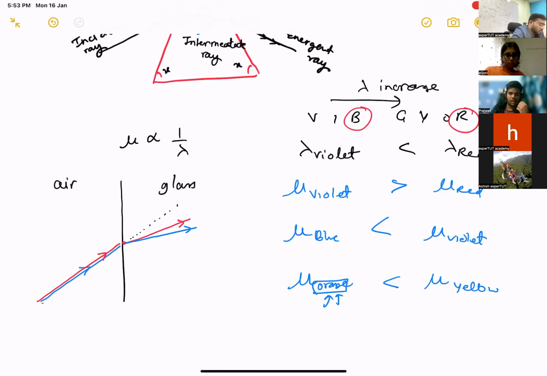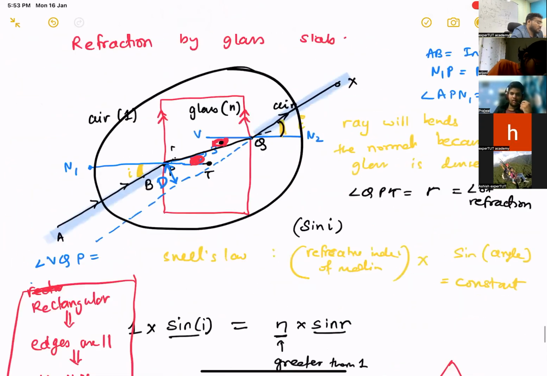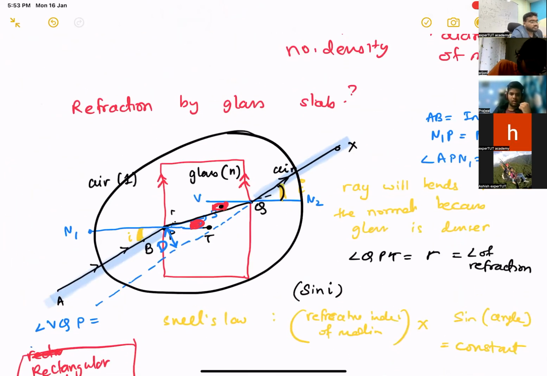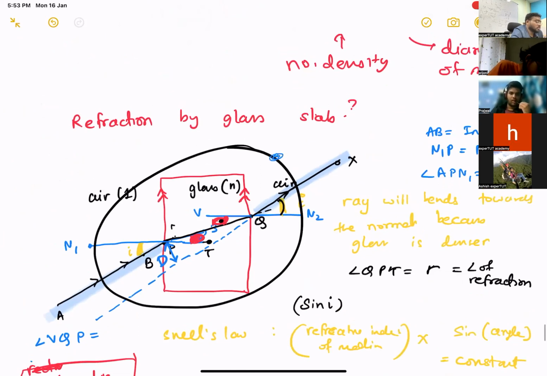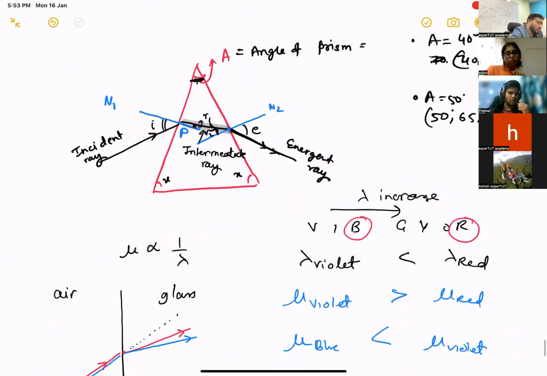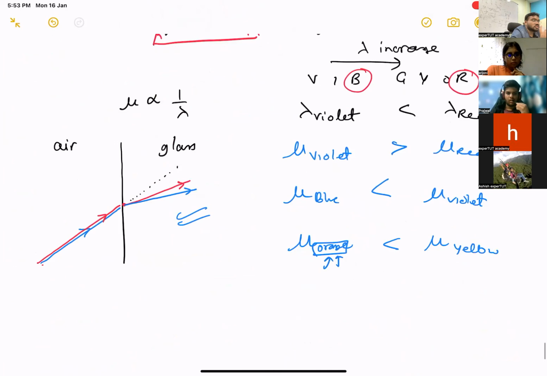Understood? Now see, therefore color separation happens. This is also called, we don't call this dispersion yet, we won't say dispersion right now. If this is true, then it should happen in a glass slab as well, right? You should see color separation in a glass slab. Yes or no? If this is a phenomenon, it should happen in the glass slab. We should see color separation in a glass slab also.